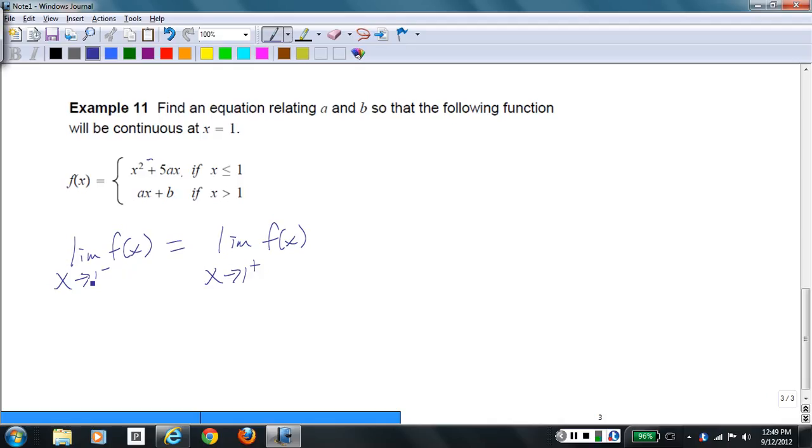If x is a little less than 1, approaching 1 from the left, we define the function using this expression. If x is 0.5 or 0.8 or 0.9, we would use that expression to define the function. So we would substitute into that expression. So to evaluate the limit as x approaches 1 from the left, this is the limit as x approaches 1 from the left of the expression x squared plus 5ax.